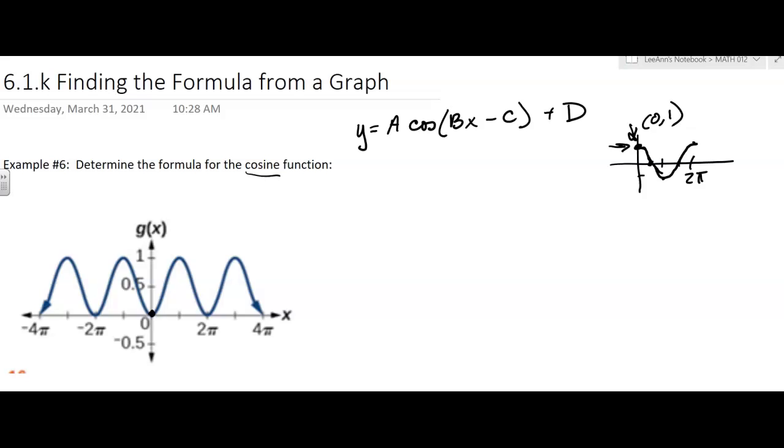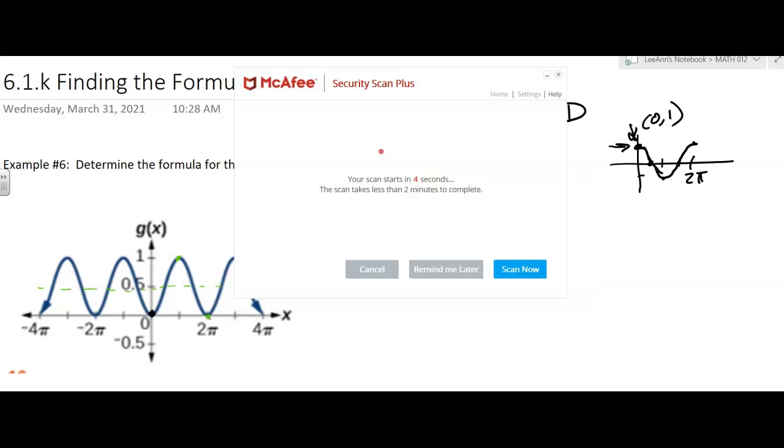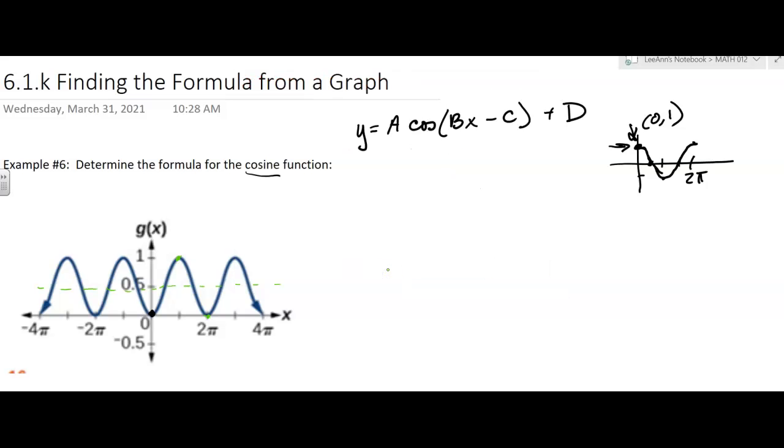Now, probably the easiest thing to see is the midline. So the midline's got to go halfway between the maximum and the minimum. So our maximums are up here at 1, and our minimums are down here at 0. Okay? So we can figure that the midline is 0.5. So D is equal to 0.5. That's the midline. y equals 0.5 is the midline, and so that means D is 0.5.